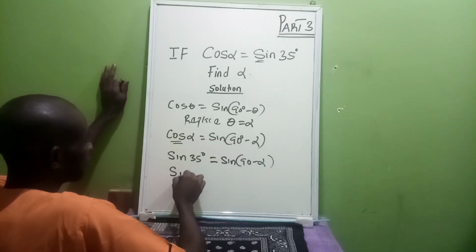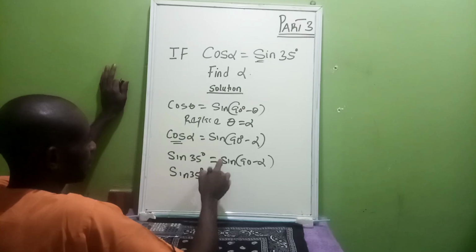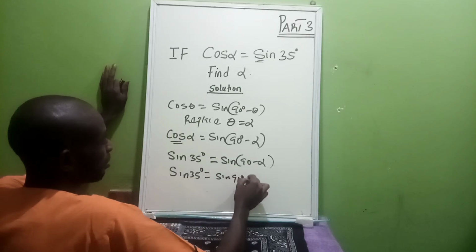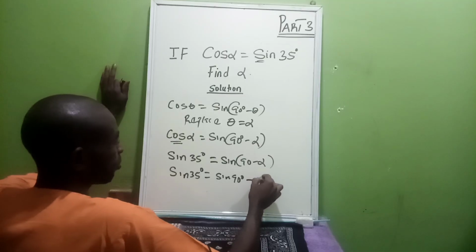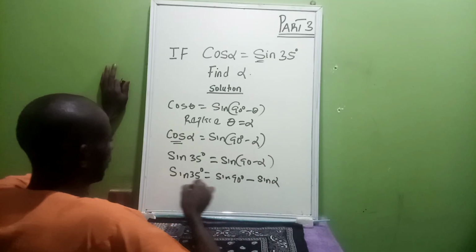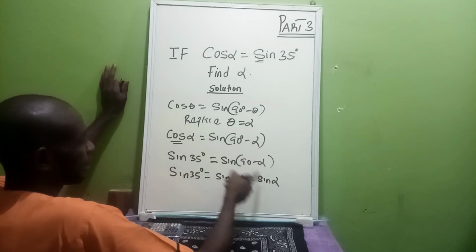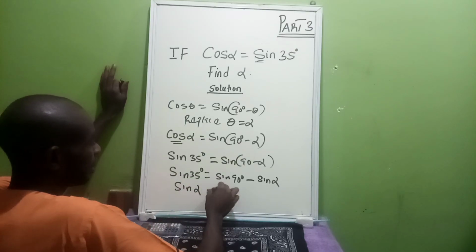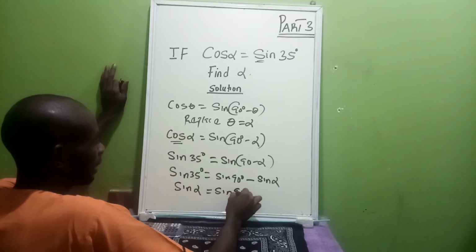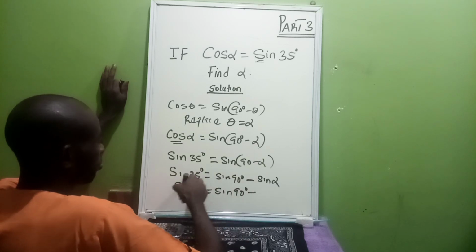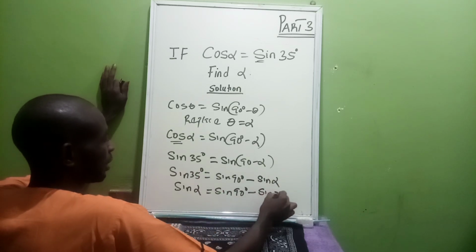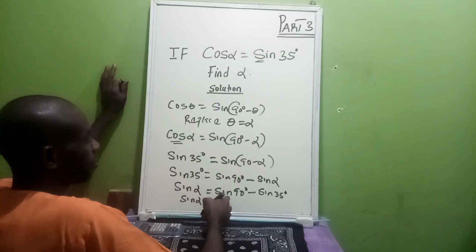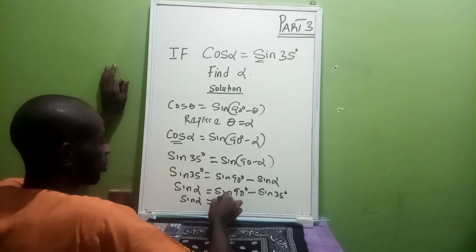So we now have sin 35 degrees is equal to sin 90 degrees minus sin alpha. From here we collect the like terms. We can decide to move our alpha to this side. Since it's negative, it will become positive. Then we now have sin 90 degrees minus sin 35 degrees. So sin alpha will now be equal to sin 90 minus sin 35.